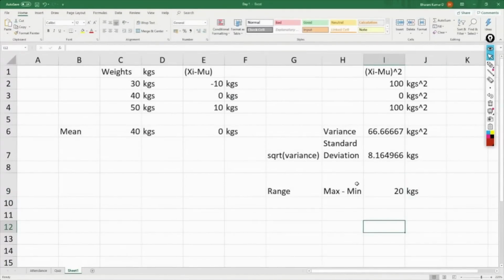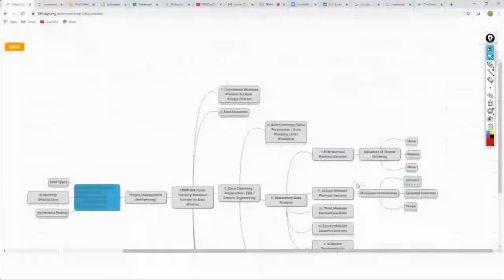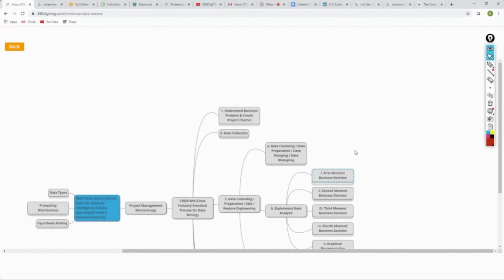You can use any of these measures to measure your dispersion. You can use any of those three. There is no hard and fast rule on what you use. People usually, for interpretation purpose, use standard deviation. Otherwise, you can use variance, range, etc. That's second moment business decision.